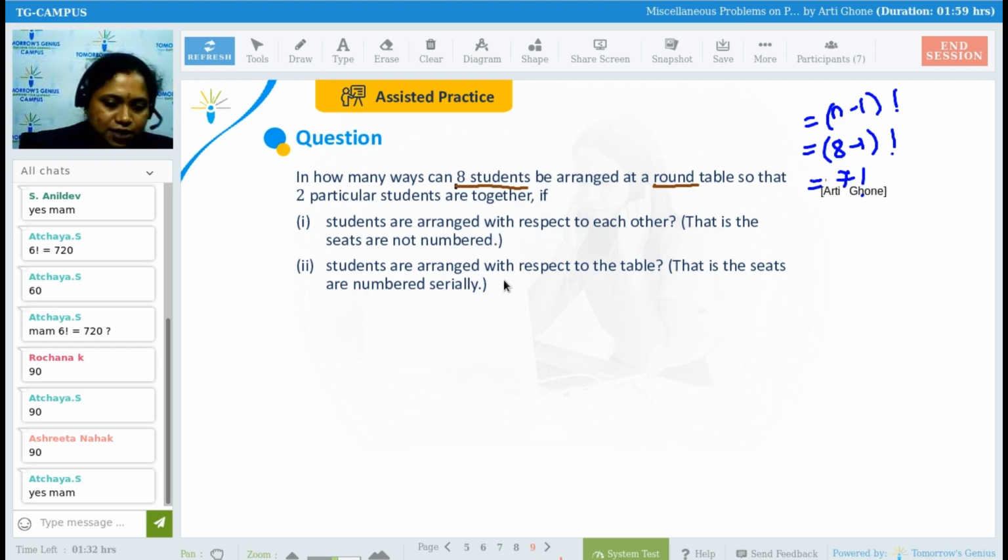Now I am going to take the cases. But up to this, is there any doubt? I have 8 candidates and I want to make them sit at a round table. No specification is given for the direction. Clear? Now, two particular students are together and the students are arranged with respect to each other. That is, the seats are not numbered, meaning direction doesn't matter.